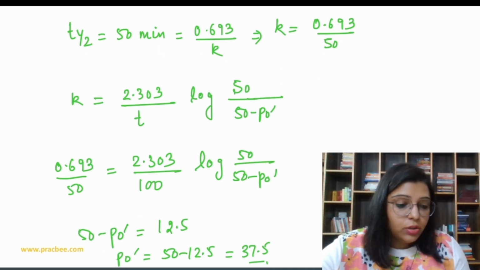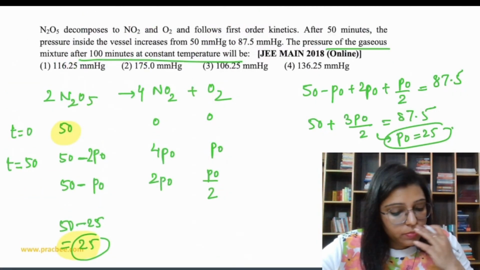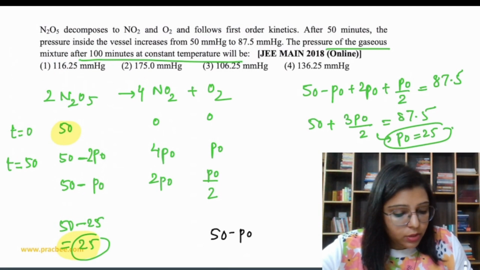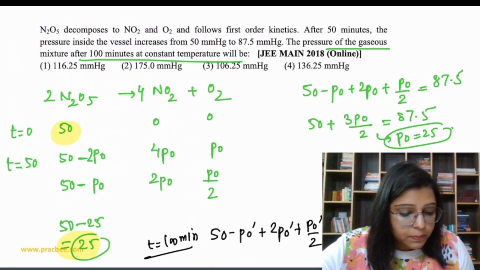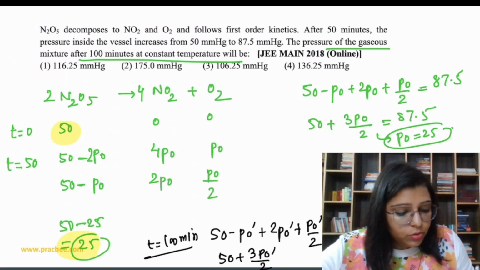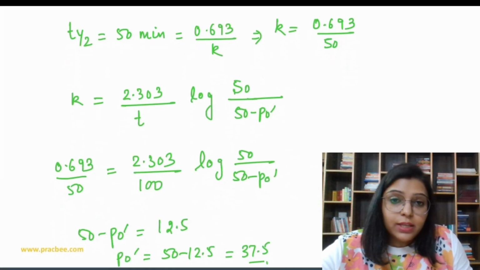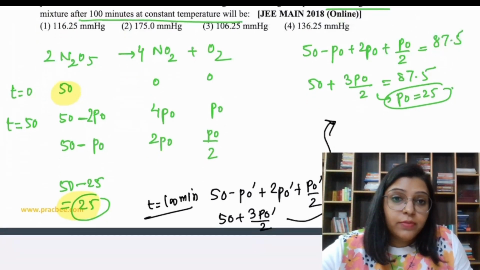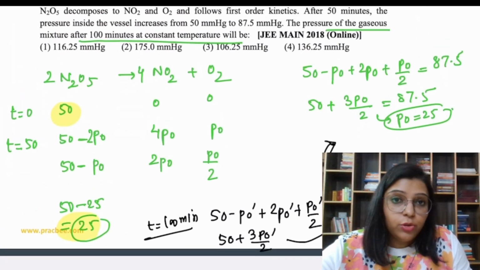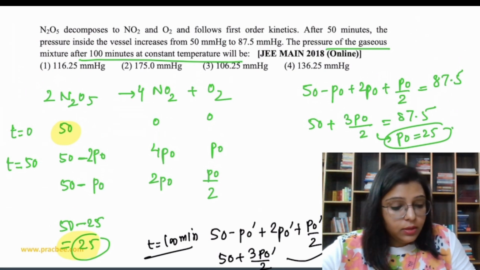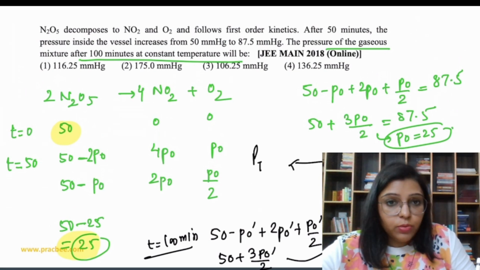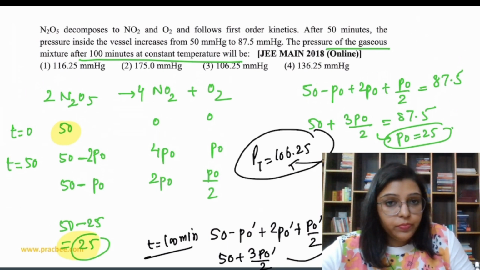Now in order to find out the total pressure, we have to calculate the total pressure. So total pressure is going to be 50 minus P naught dash plus 2P naught dash plus P naught dash upon 2 after 100 minutes, right? So that is going to be 50 plus 3P naught dash upon 2. When you solve this completely, you put the value of P naught dash as 37.5. So you get the answer, P total equal to 106.25, right? 106.25.